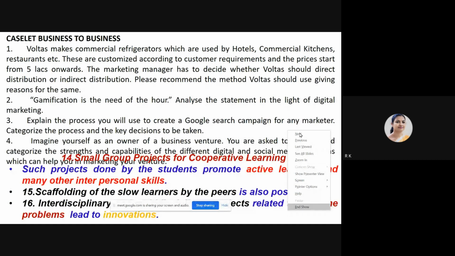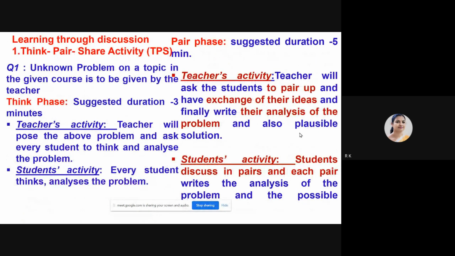So this caselet is one which I would like to show. And the next one is learning through discussion. This is a very important method. Here we have something called a Think, Pair, Share (TPS) activity.